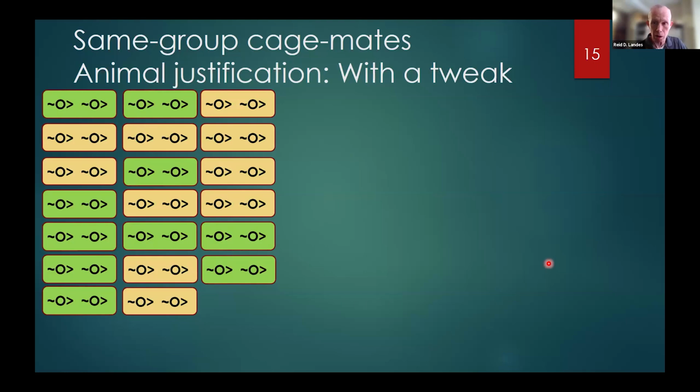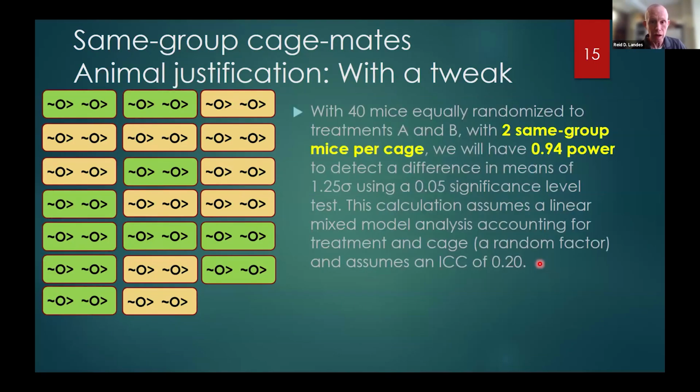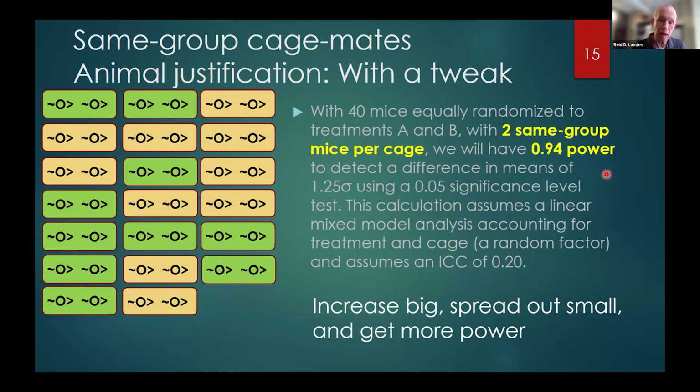Taking a cue from the human literature on cluster randomized trials, they say, hey, if you can, it's better to have more clusters, and it's okay if you don't have so many people in your clusters. Well, we're going to tweak our experiment here, and we're going to increase the number of cages and spread our animals out among those cages. So I still have 40 animals, but now I'm going to have two same group mice per cage. And when I do that, I get 0.94 power. Everything else is the same. I just increase the number of cages and spread out those animals among those cages and got more power.